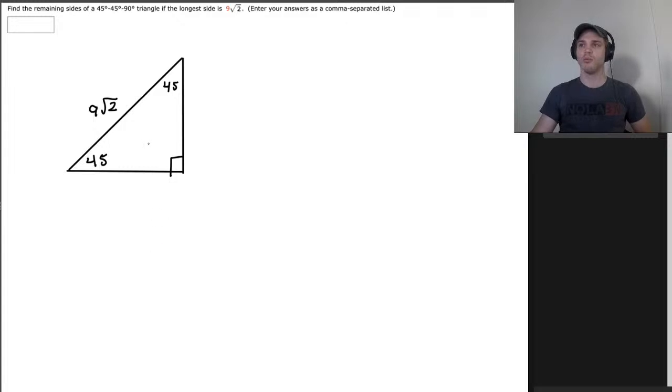Okay, so we have this 45, 45, 90 triangle. The longest side, the hypotenuse, is 9 root 2. Now, since these two angles are equal, their opposite sides are also equal. So let's just call them x. We can do the exact same thing that we've been doing. We can set up the Pythagorean theorem with this.